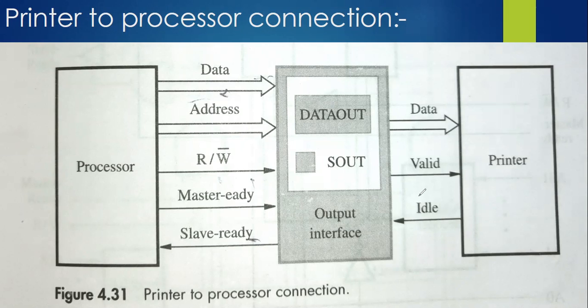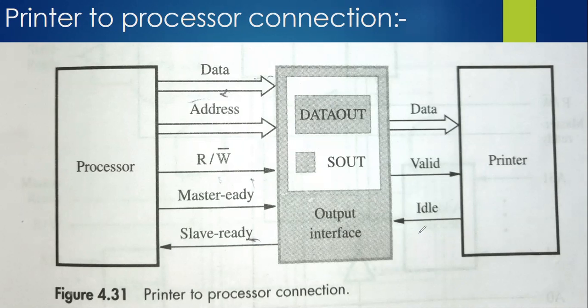So what it will do is send an intimation towards the output interface circuit, which we are calling Idle. Whenever this printer or any output device is free, it sends a signal towards the output interface called Idle. By receiving this Idle, we use the same kind of latch here also, but the pictorial representation we don't have.